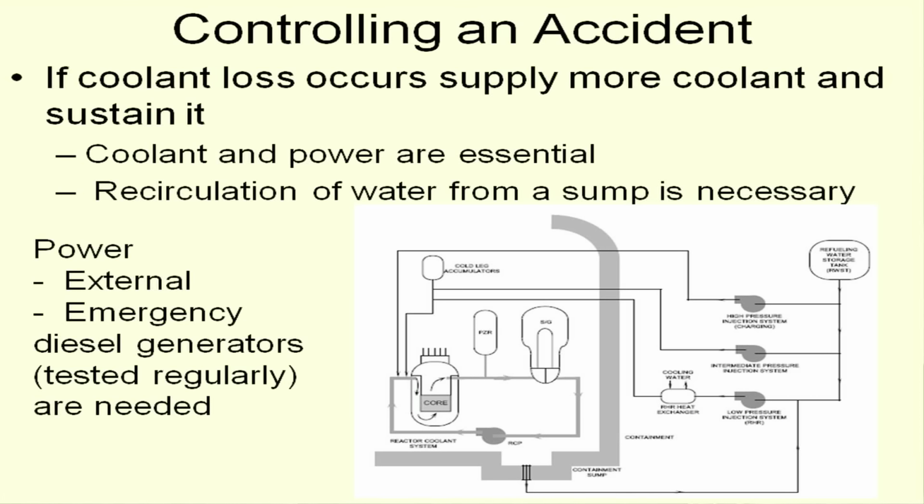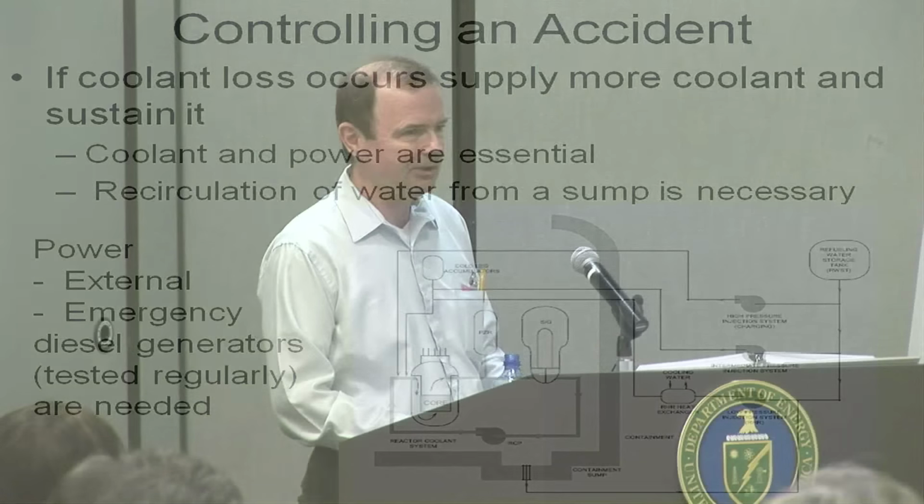Now, controlling an accident, going a little bit more into how to do that, you need to supply coolant and sustain it. Coolant and power are essential to doing that. You can have all the water in the world, but if you can't pump it, it's not going to work very well. Power sources, of course, you've got external, which is the grid. The reactors are connected up to the power grid. And they've got emergency diesel generators with diesel supplies, and those are tested regularly. And they also have some amount of batteries in there, but that isn't going to last you for a long time. It can help you with some instrumentation, but running a reactor coolant pump on batteries is not a winning proposition.